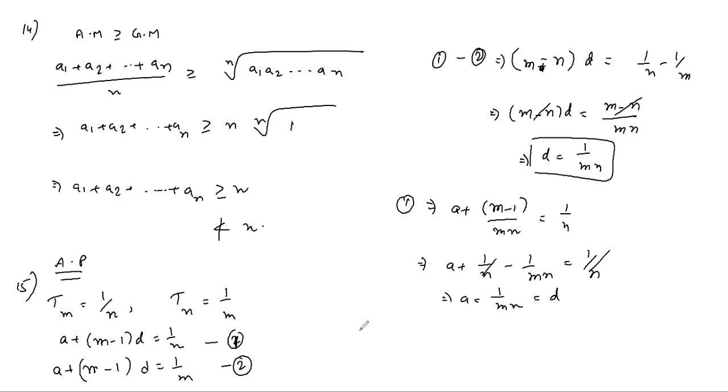Now we have to find the Tmn. The mnth term is a plus mn minus 1 into d. Minus d plus d, we can add a, because both are same, there is nothing but mn into d. Mn into d value is 1 by mn into mn. So it equals 1. A equals d, so we can say mn into d. The mn into d value is 1.